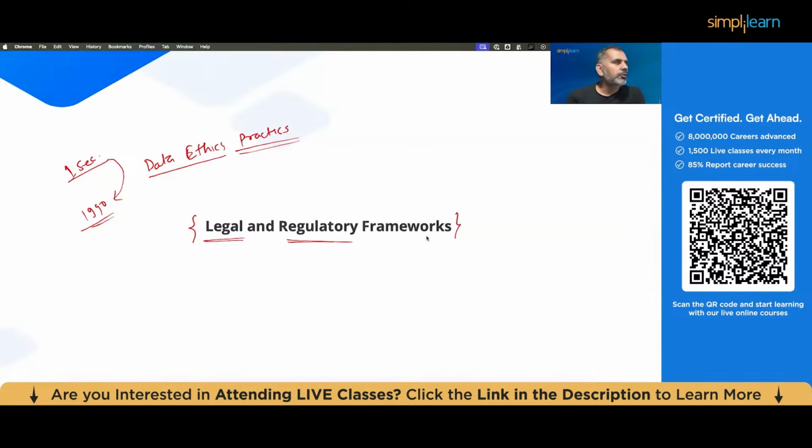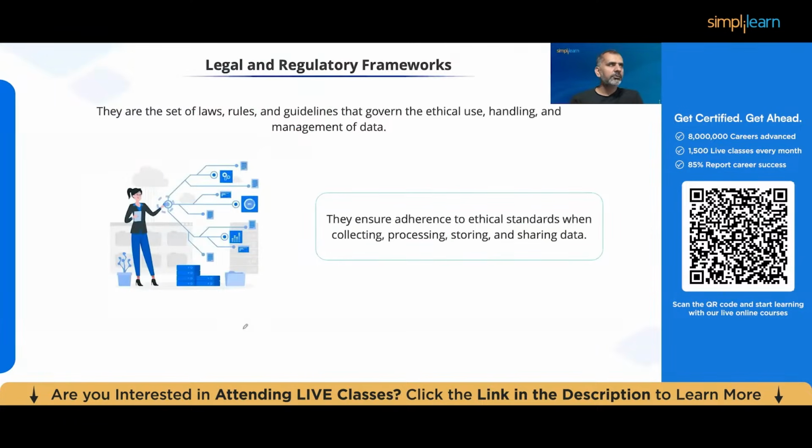Let's start with legal and regulatory framework under data ethics. First of all, let us see what these are. You can simply define them: these are a set of laws and rules, and the basic objective of these rules is to govern ethical data practices.